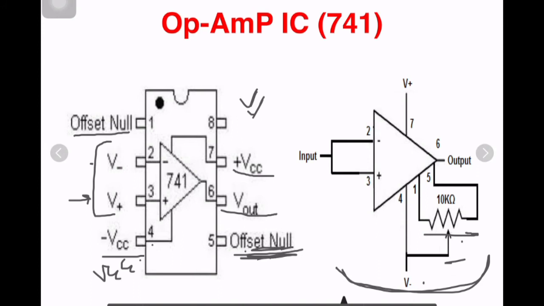Some operational amplifiers even require a 10 kilo ohm potentiometer, and in some cases a 100k potentiometer, which is connected between output and the negative supply, and it is tuned in such a way that we get a 0 voltage at the output. So this is done, and this is called the tuning of the operational amplifier.